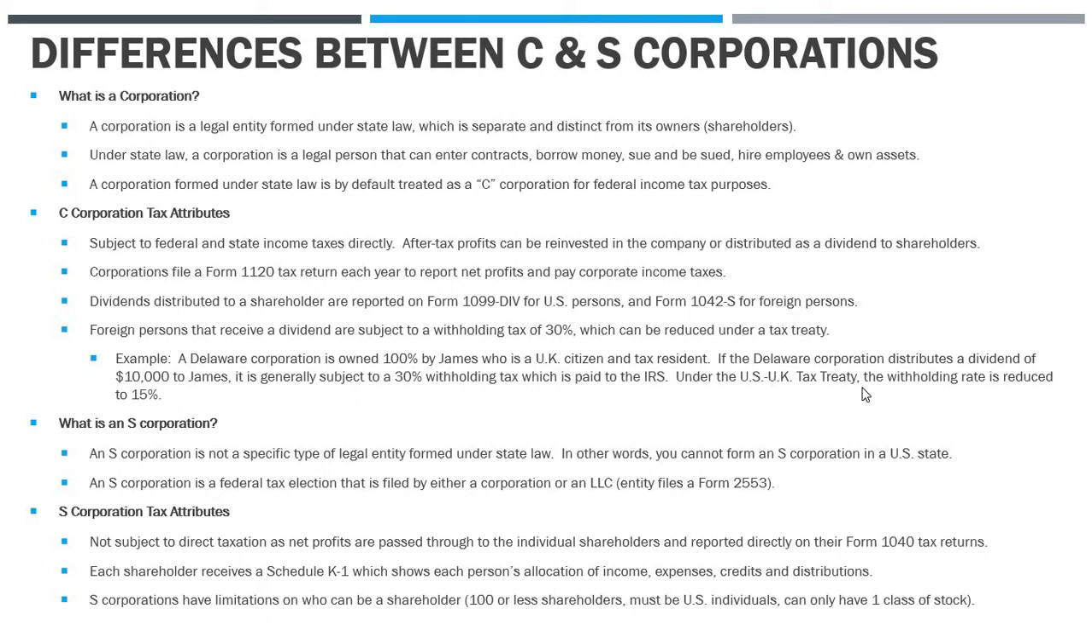Right. So under the treaty, in Article 10 of the treaty, in this context, the withholding rate would be reduced to 15%. So instead of paying 30%, James only takes a 15% hit. Okay, so that covers it for the C Corps.